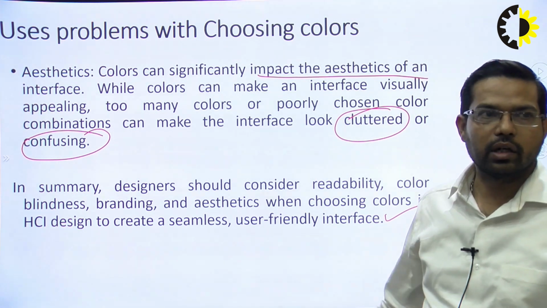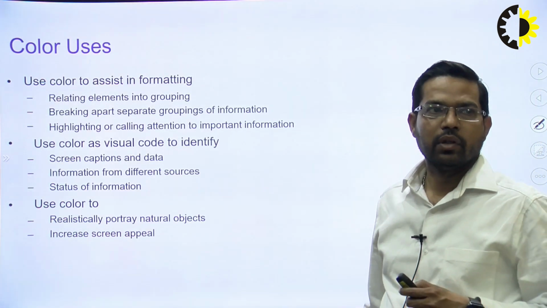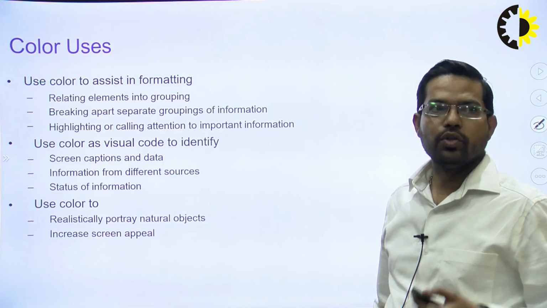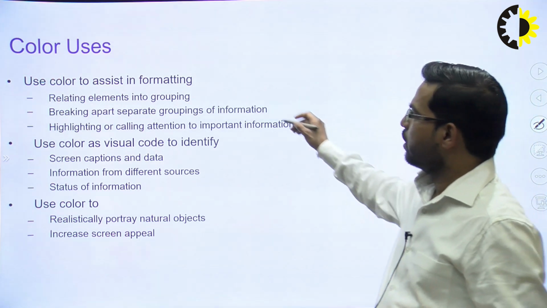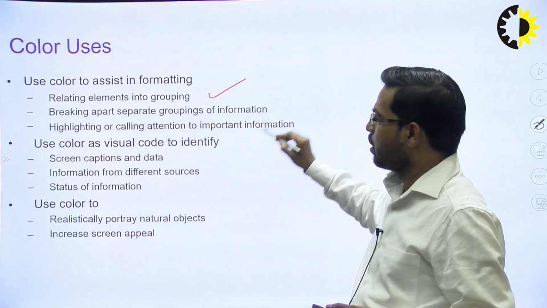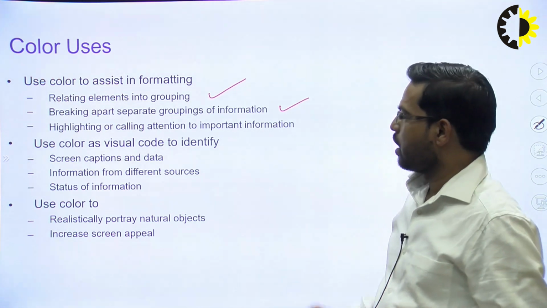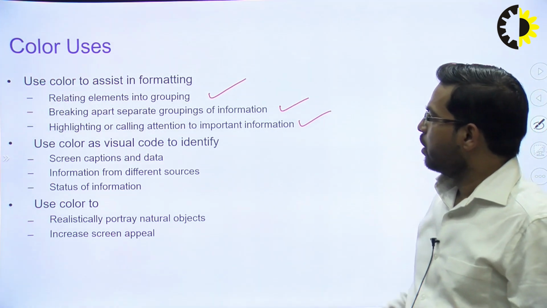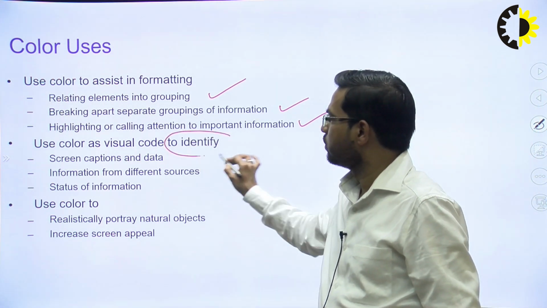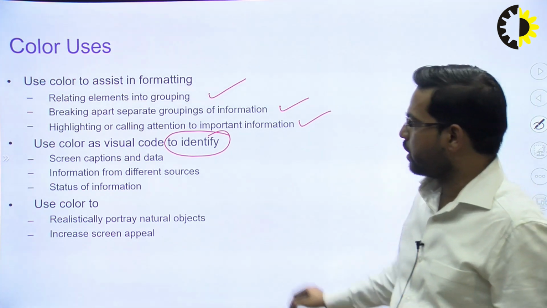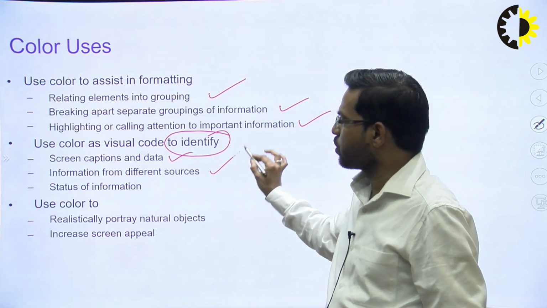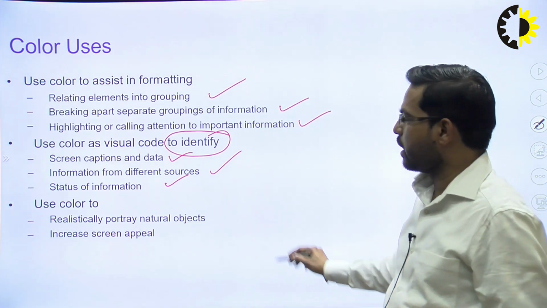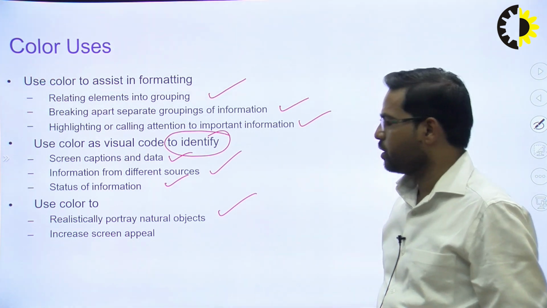Okay, so these are the two or three problems. Now, which colors are used to design any interface? Use color to assist in formatting, relating elements in a group, breaking apart separate groupings of information, and highlighting or calling attention to important information. Use color as a visual code to identify screen captions, information from different sources, and the status of the information. Use color to realistically portray natural objects or increase screen appeal.